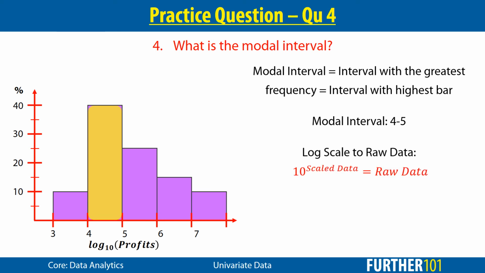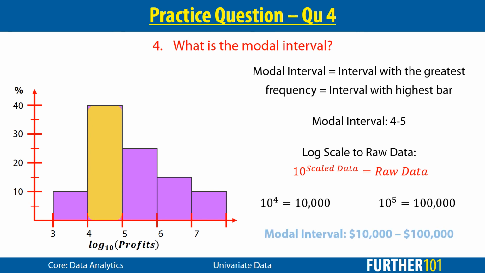So we can use our other formula for converting a log scale value back to its raw data value. So we'll take our 4 and 5, put it into the equation as the exponent to the 10. And our solution for that is our modal interval is between $10,000 and $100,000.